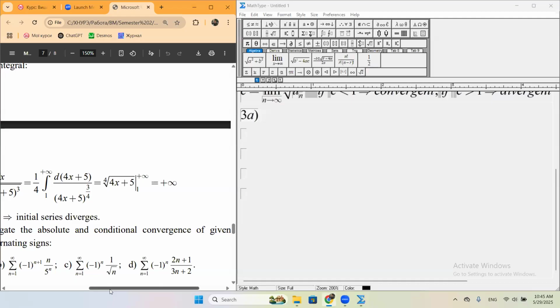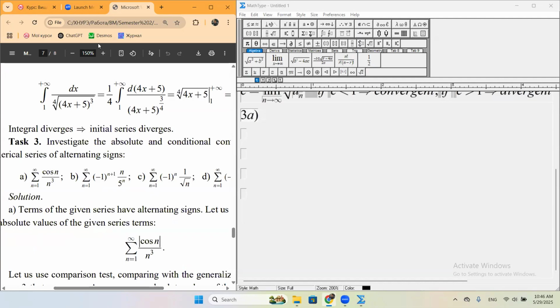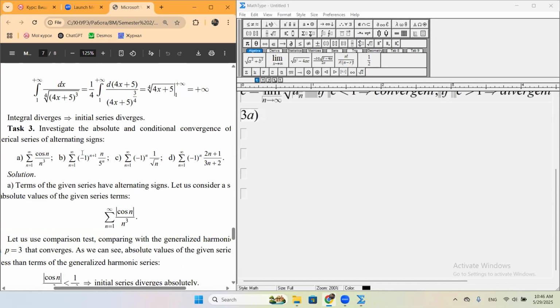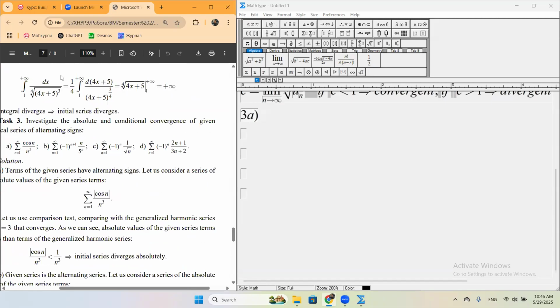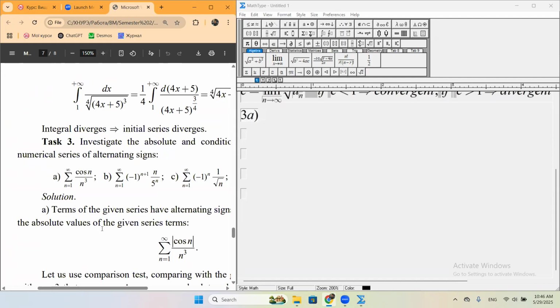Okay, let's continue. Let me share my screen. So we will have the following series. Task number 3: we have to investigate the absolute and conditional convergence of the given numerical series of alternating signs. So writing down the following series.